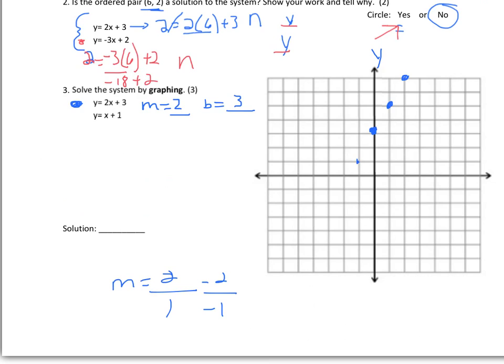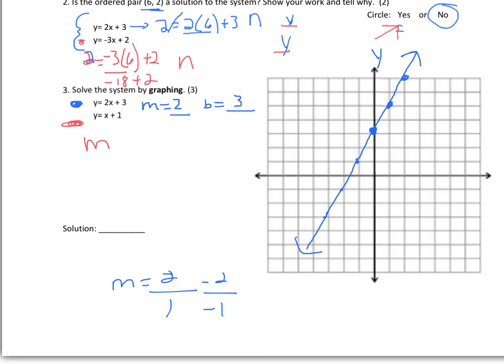Down 2, back 1, down 2, back 1. And try to make a straight line. You will have an easier time because you have a ruler.